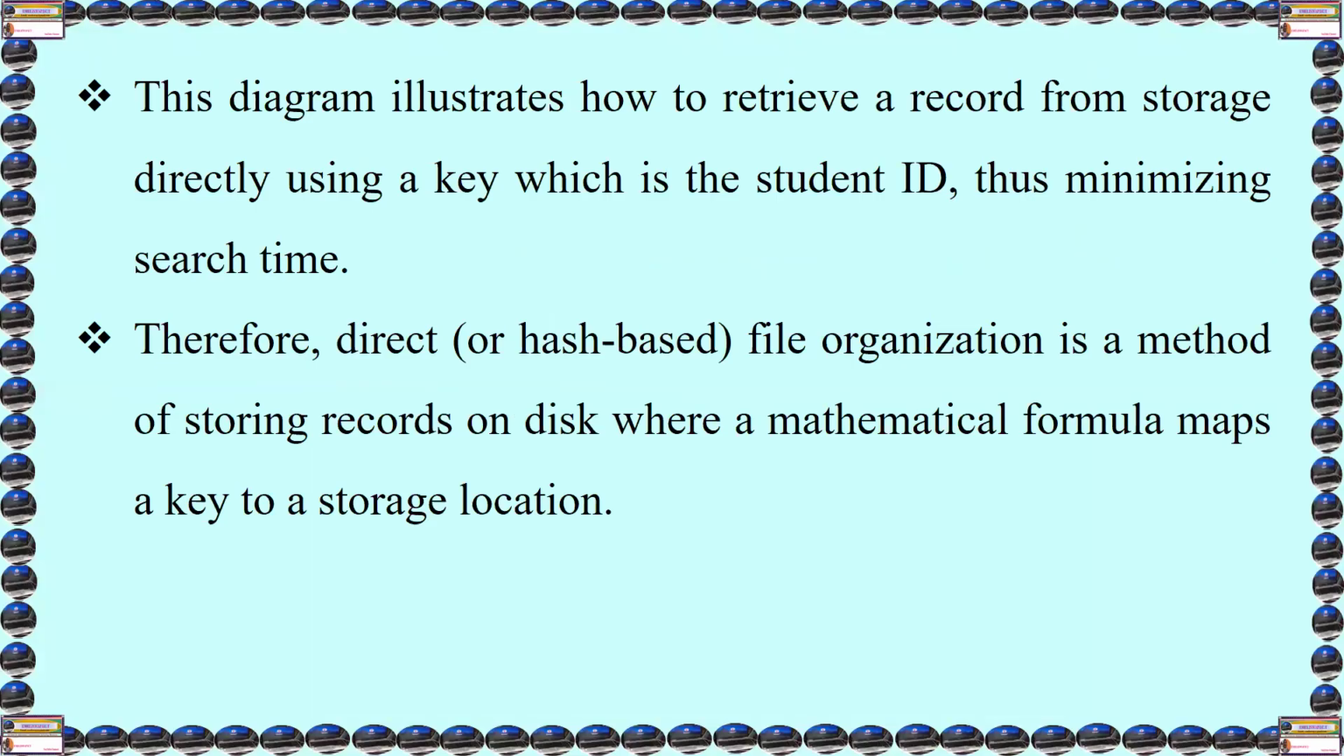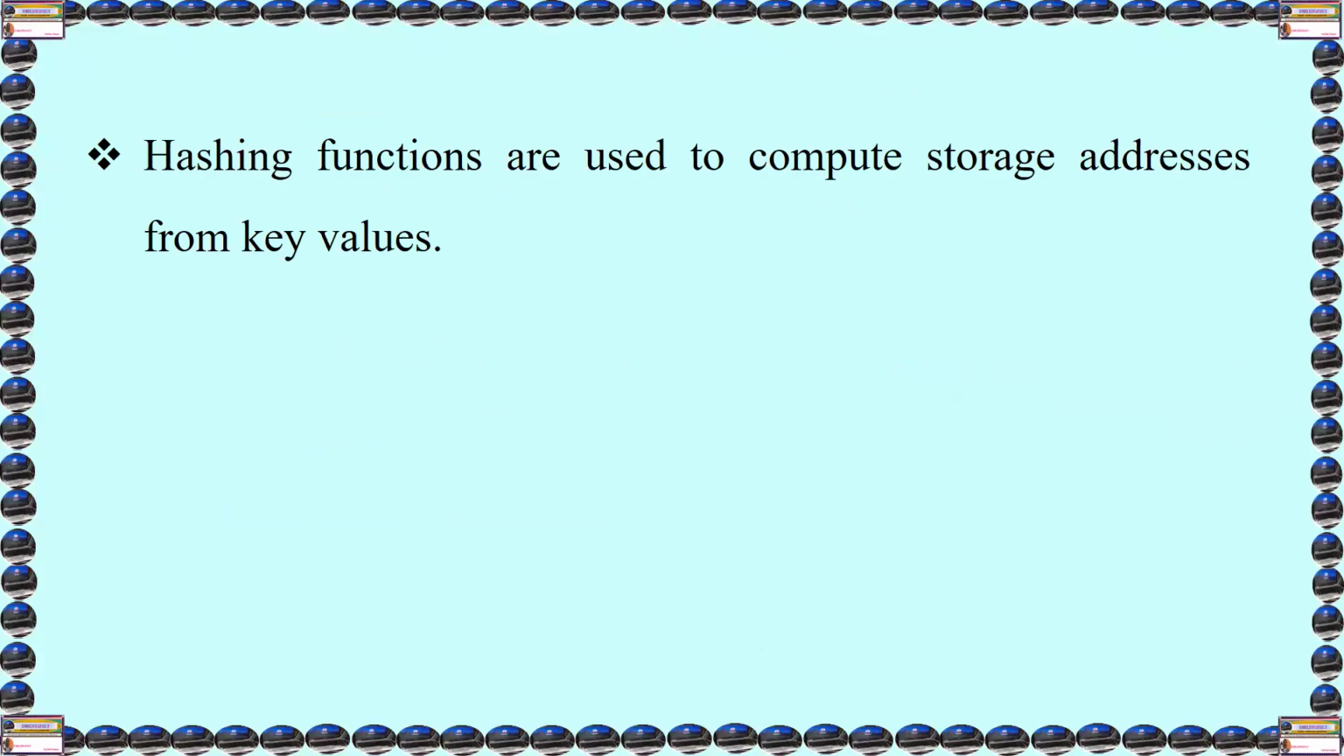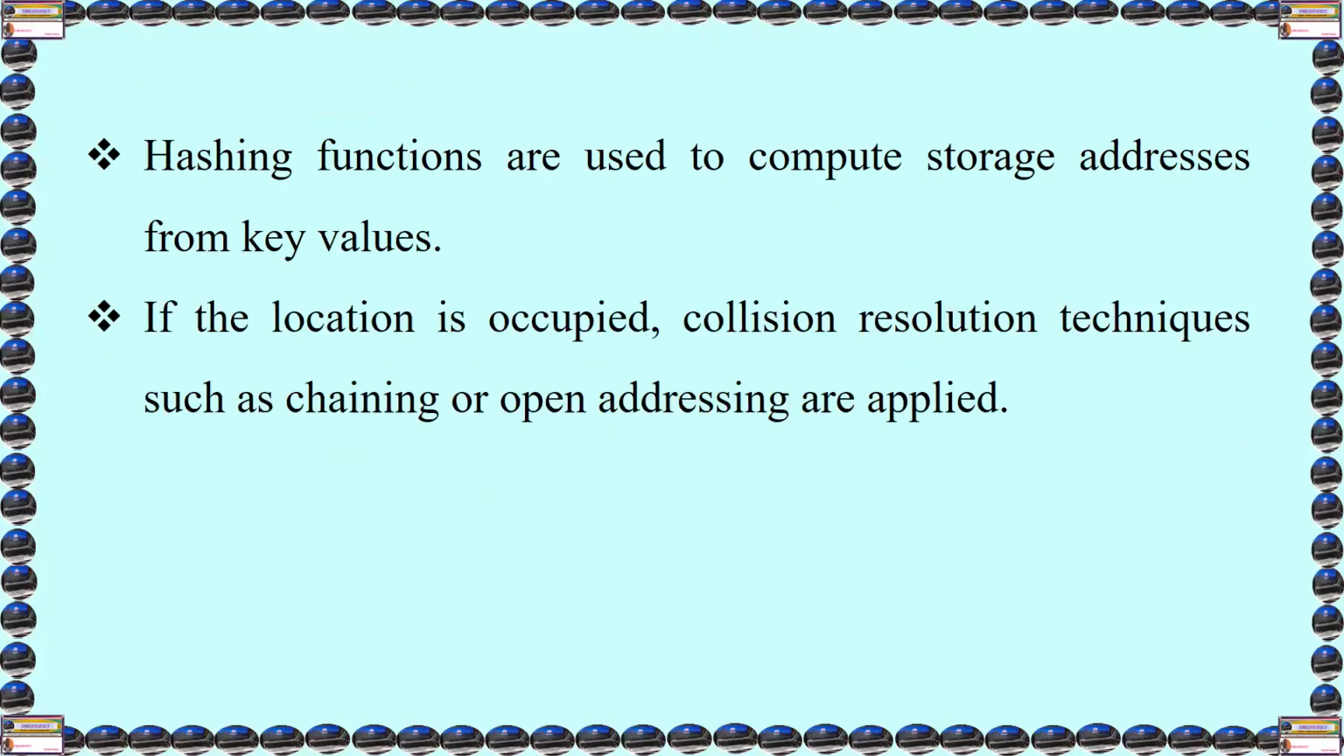Therefore, direct or hash-based file organization is a method of storing records on disk where a mathematical formula maps a key to a storage location. The system applies a hash function to the key, for example, student ID, to calculate the physical location of the record.